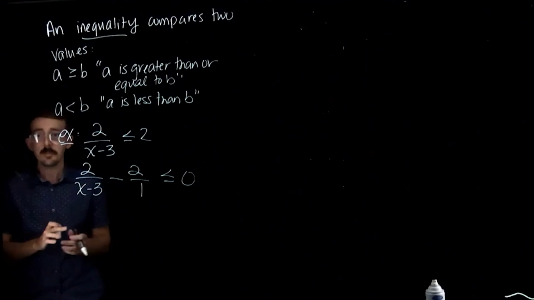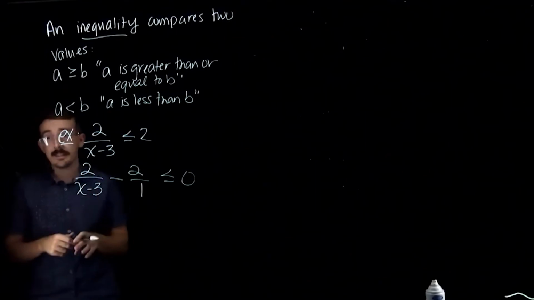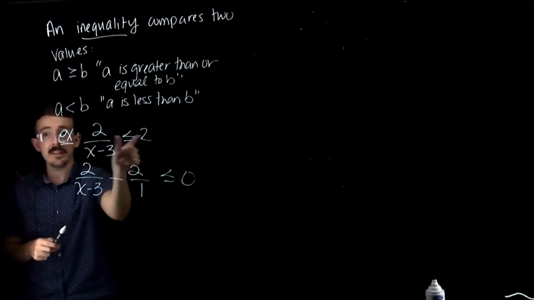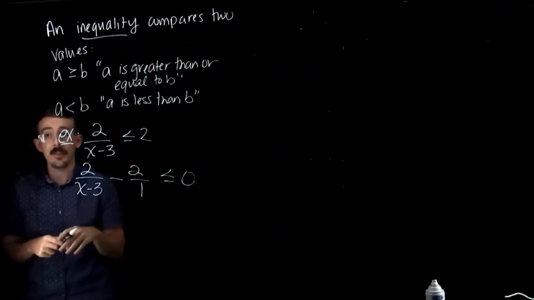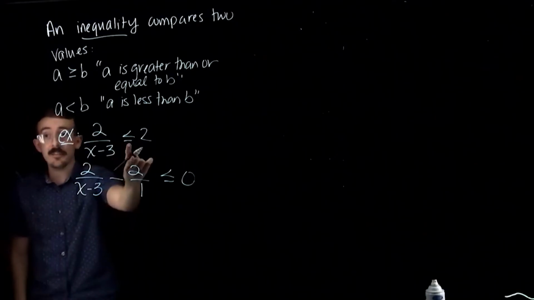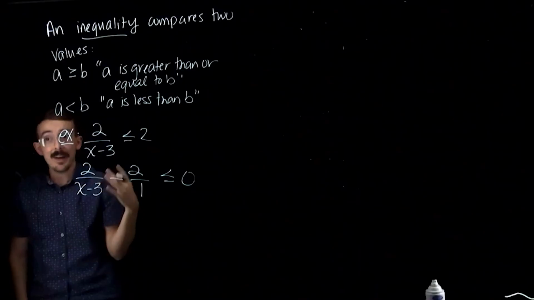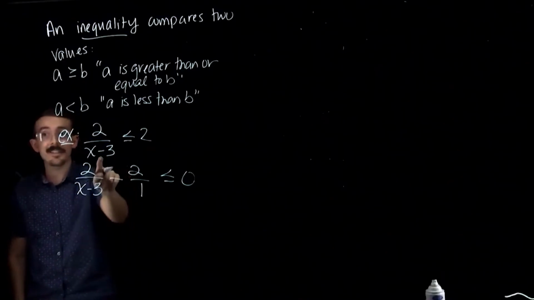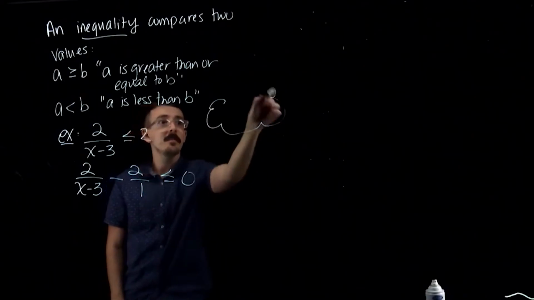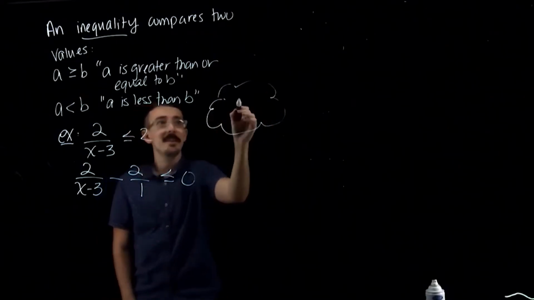0. Now, you might be asking, why didn't I just multiply both sides by x minus 3 like the equation? Well, the problem with that is the inequality sign can flip if you multiply by a negative number. And I don't actually know right now if this is negative. So let me just do a little sidebar here, a side bubble.